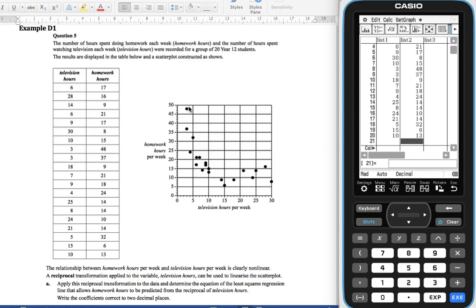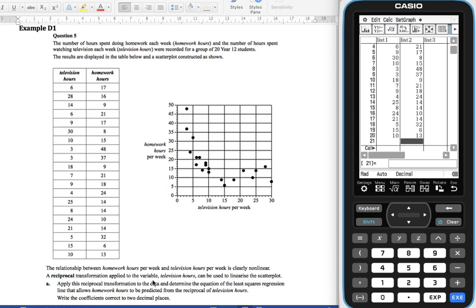We've got the number of hours spent doing homework each week, or homework hours, and the number of hours spent watching television each week. Television hours have been recorded for a group of 20 Year 12 students. And the results are displayed in this table as well as this scatter plot, which clearly has a curve to it. The question goes on to say that the relationship between homework hours per week and television hours per week is clearly nonlinear, so a reciprocal transformation is to be applied to the variable television hours.